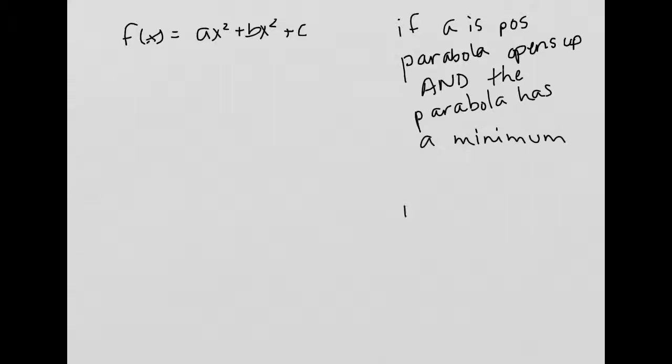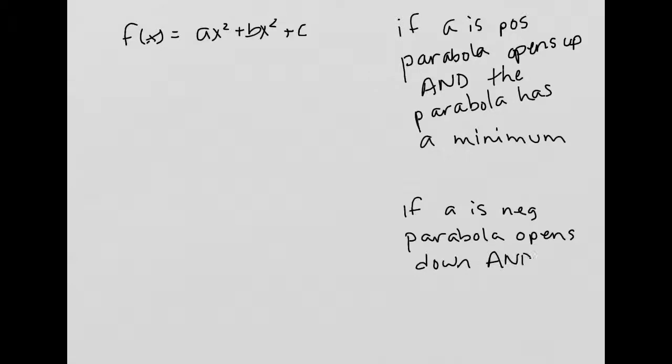If a is negative, then the parabola opens down. And then it has what we call a maximum.